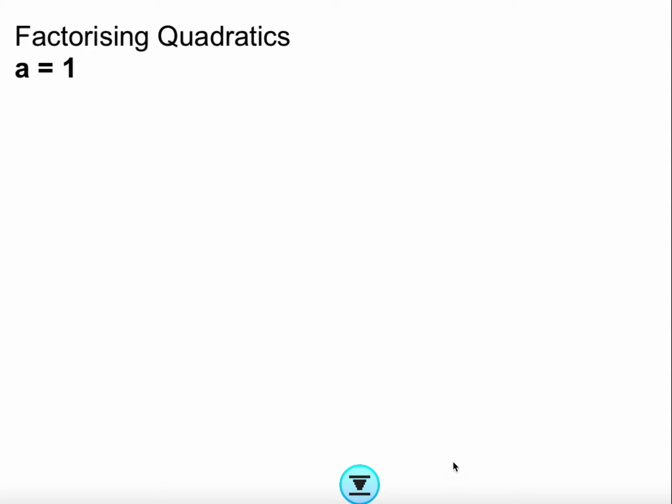This video is going to specifically tackle how to factorize quadratics and the two types of quadratics you're going to get. The first one is when the a value is equal to 1. The second one is when the a value is not equal to 1. Now, what do I mean by the a value?